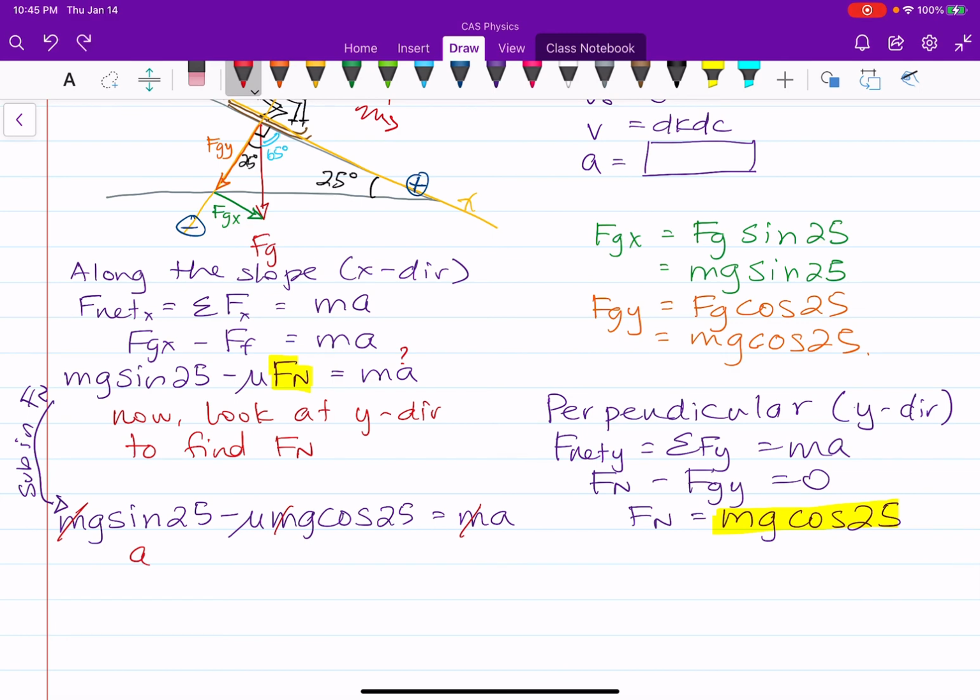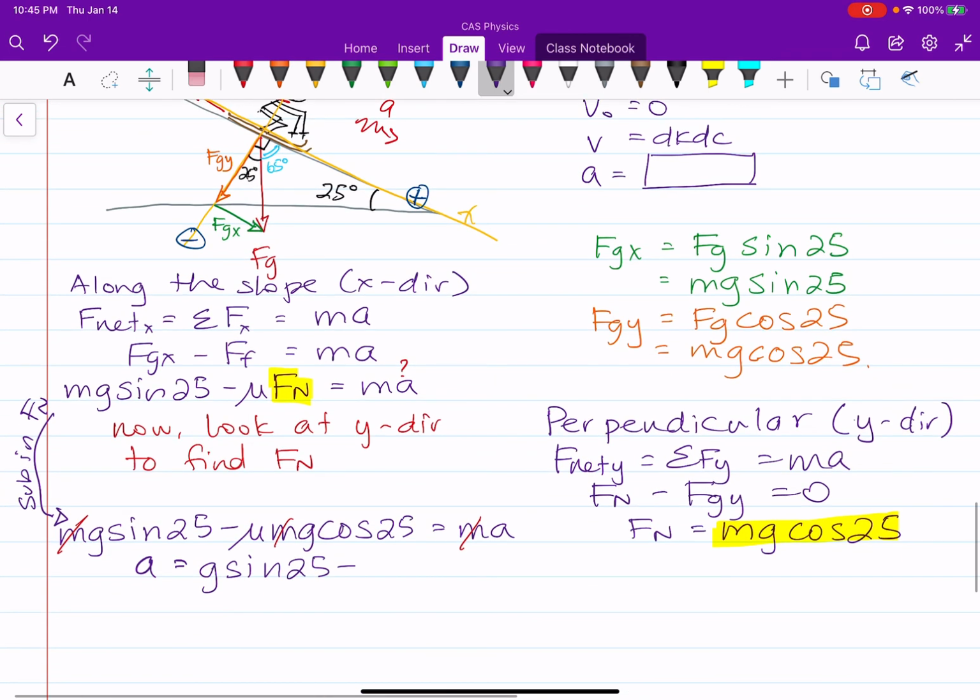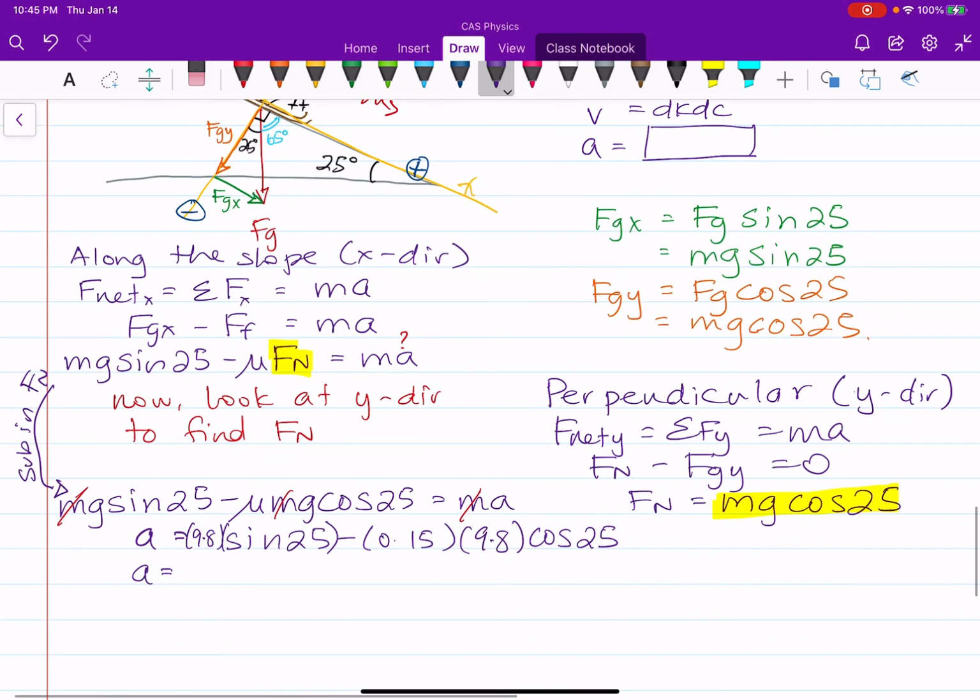So this equation you can just solve for A. A is equal to, just clarifying this a little, g sine 25 minus, and what was mu? Mu was 0.15, 0.15 times, I should put in the g here. So this is 9.8 times sine of 25 minus 0.15 times 9.8 times cosine of 25. So that's a doozy, but then I think you'll see the acceleration is 5.6.